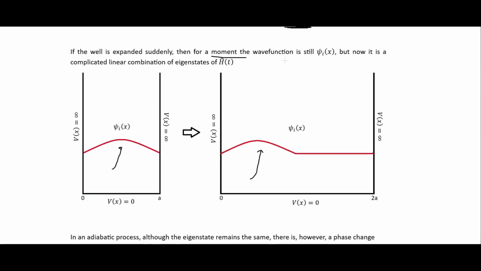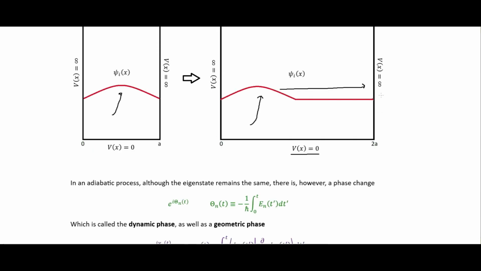So it'll still be in the nth eigenstate, but now that nth eigenstate is a linear combination of other eigenstates of the Hamiltonian there. And so before this expands out to take up the area here, it will still be in that nth eigenstate, but the nth eigenstate is a complicated linear combination of eigenstates for the Hamiltonian at some time.